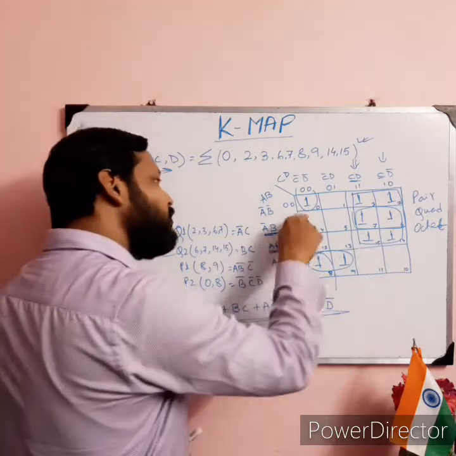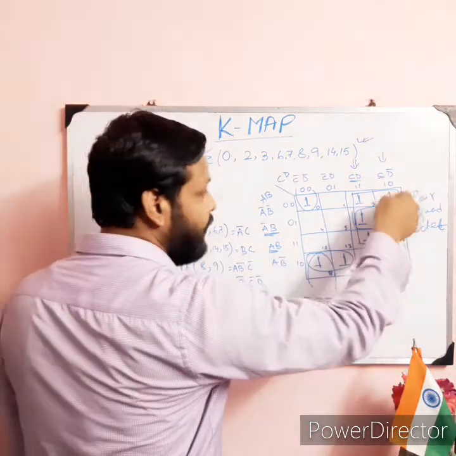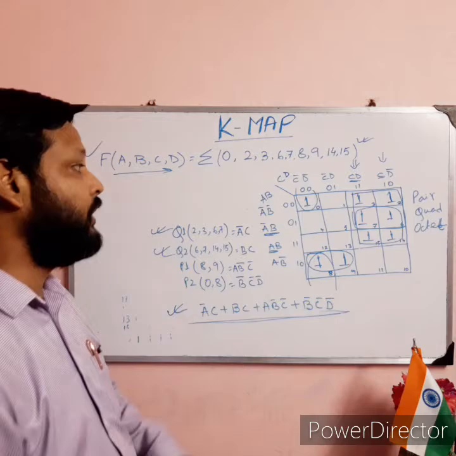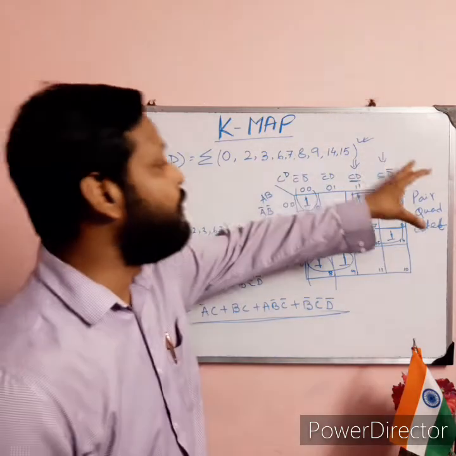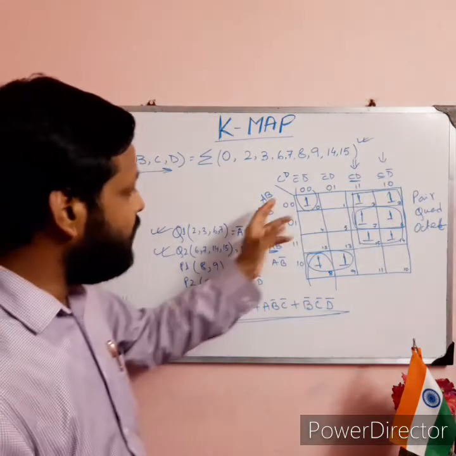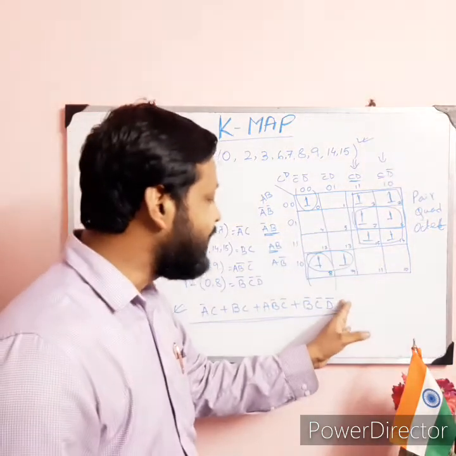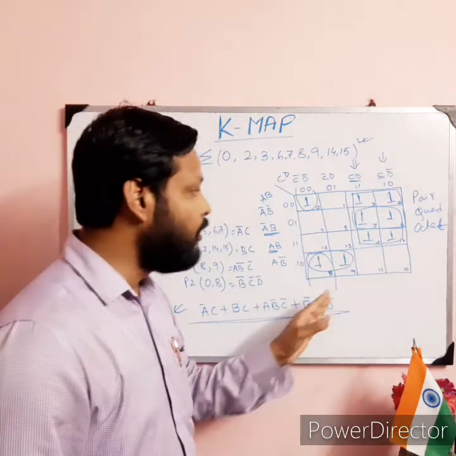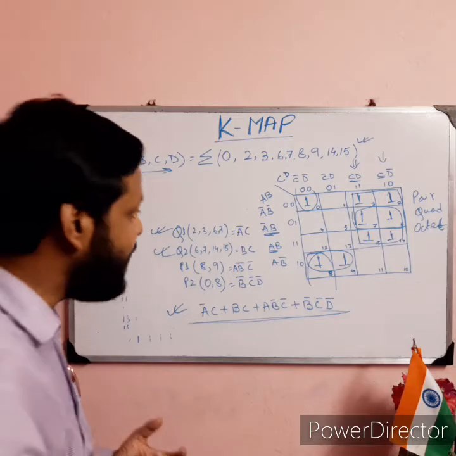This 0 also we can use with this 2 for a pair, but use any one, don't go for both, because if you create one more group here, then one more term is added, so we will not get the appropriate reduced expression.